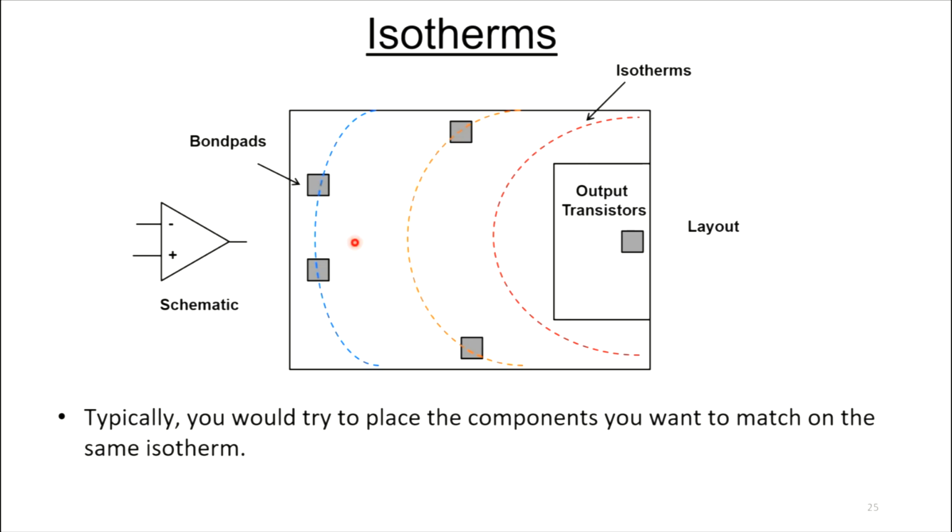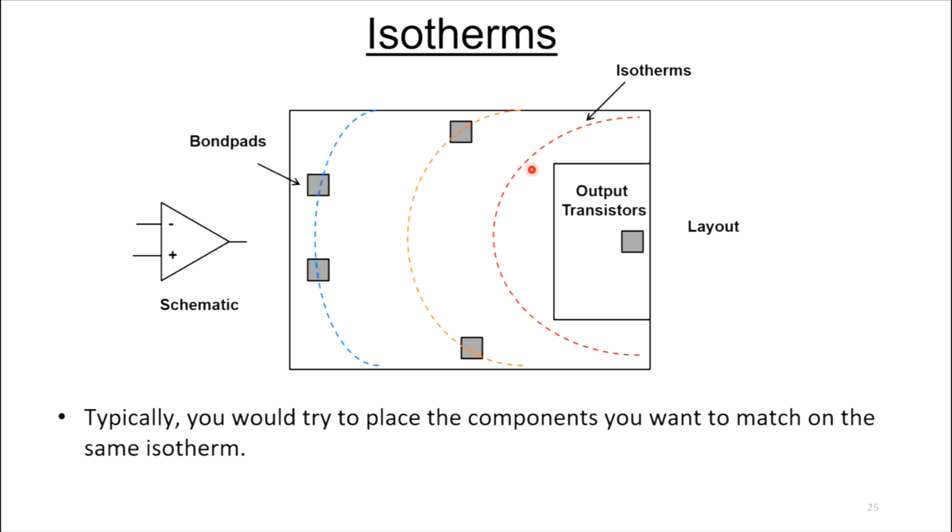So here's an example. Say we have an op amp, and here's a very simplistic layout of this op amp. We have a couple of bond pads, we have our output transistors along one edge over here, and you can see that we're treating that as our heat source.